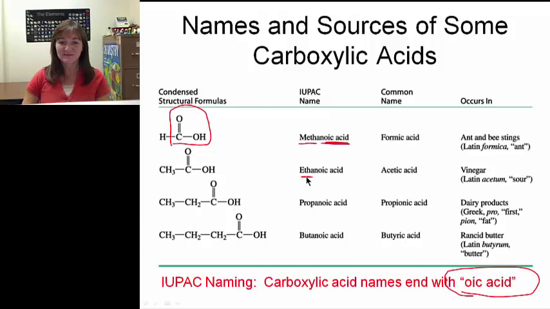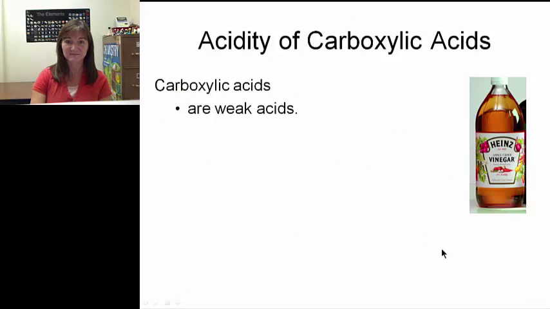Ethanoic acid would have 2 carbons. The more common name for ethanoic acid that we're more familiar with is acetic acid. Remember that this was the 1 weak acid I expected you guys to memorize when we were in the acid-base chapter. So that's acetic acid, which we find in vinegar. 3 carbons would be propanoic acid, 4 would be butanoic acid. They also have common names, propionic acid and butyric acid. And here's a list of some of the places where you might find those acids.